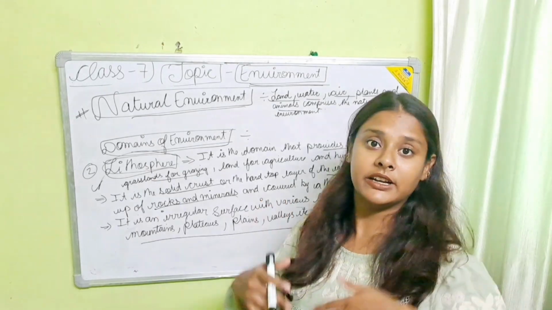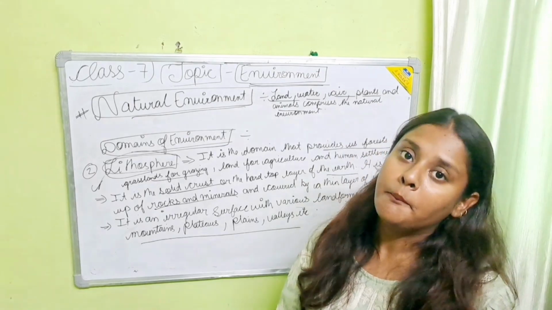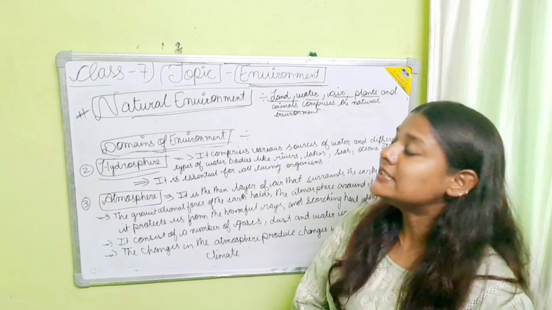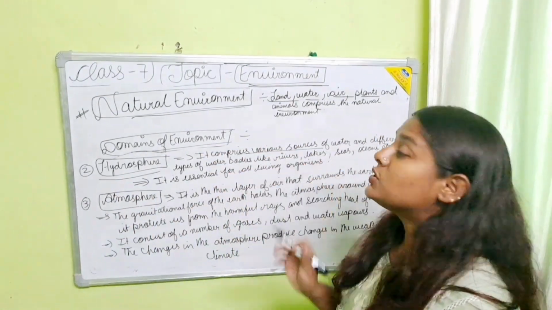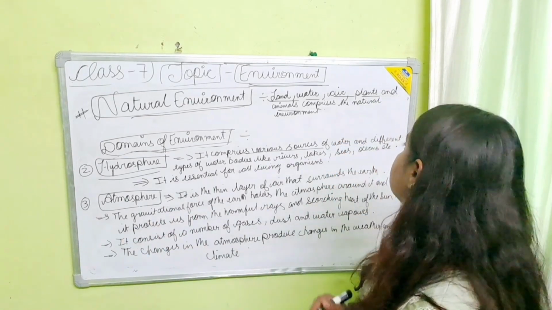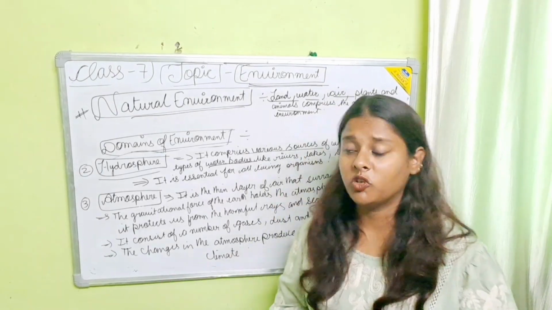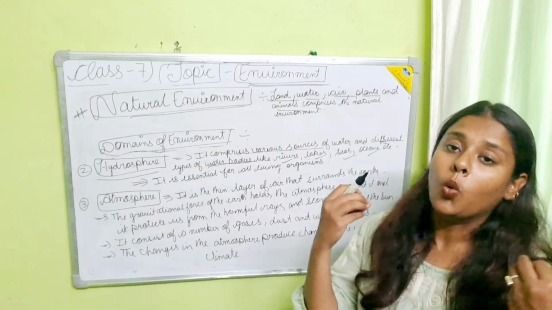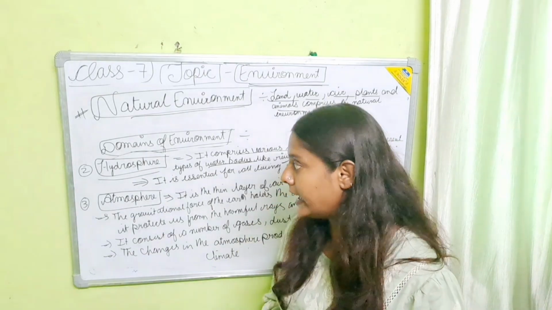After this, we are going to study about hydrosphere, then atmosphere, and after that biosphere. Second domain of environment is hydrosphere. Hydrosphere means water. It comprises various sources of waters and different types of water bodies such as river, lakes, seas, oceans, etc. Water is very essential for our living. Without water, we living organisms can't survive.